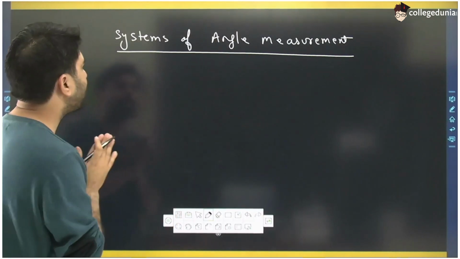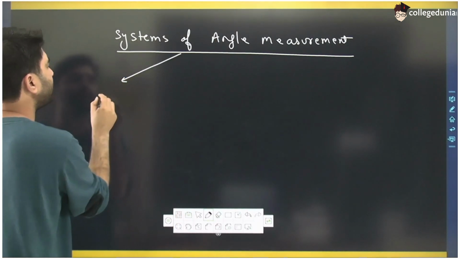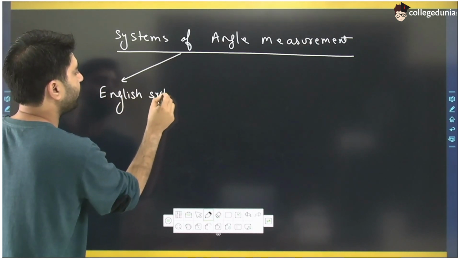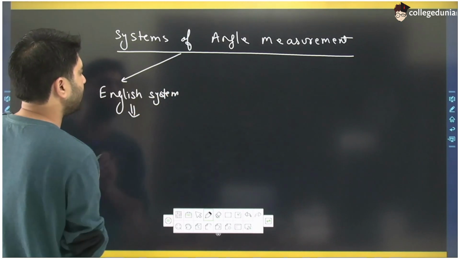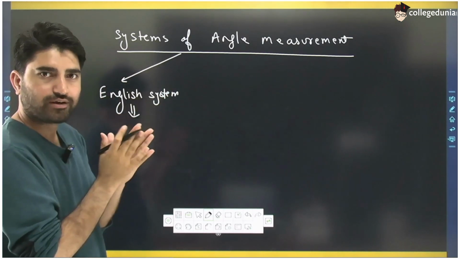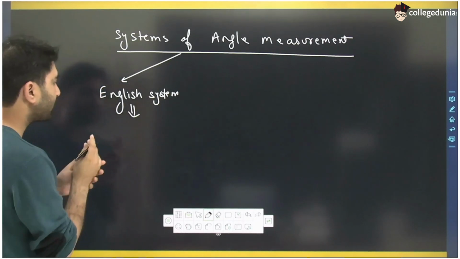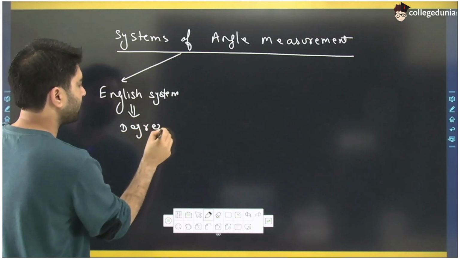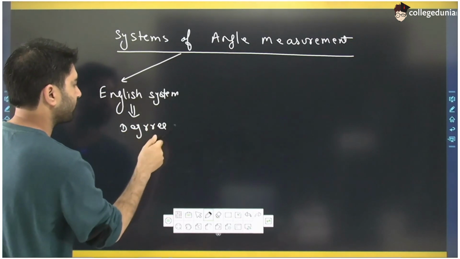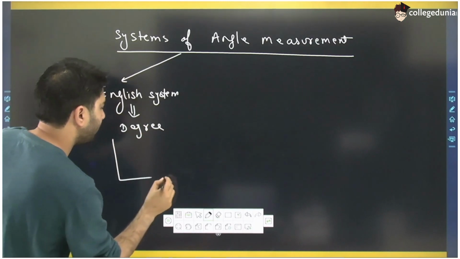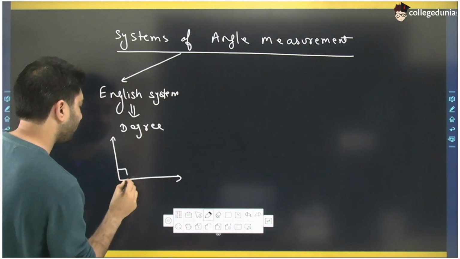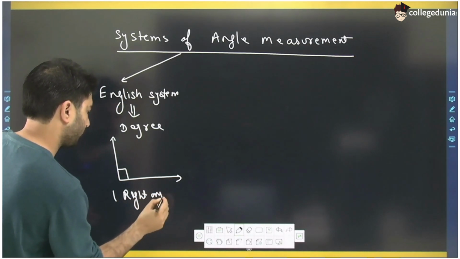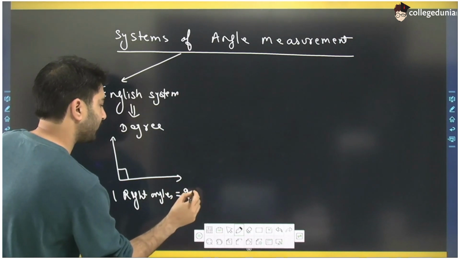So guys, basically there are three systems. The first one is the English system of angle measurement. This is the system which we have read so far. We used to measure the angle in degrees. We used to say that one right angle equals 90 degrees.